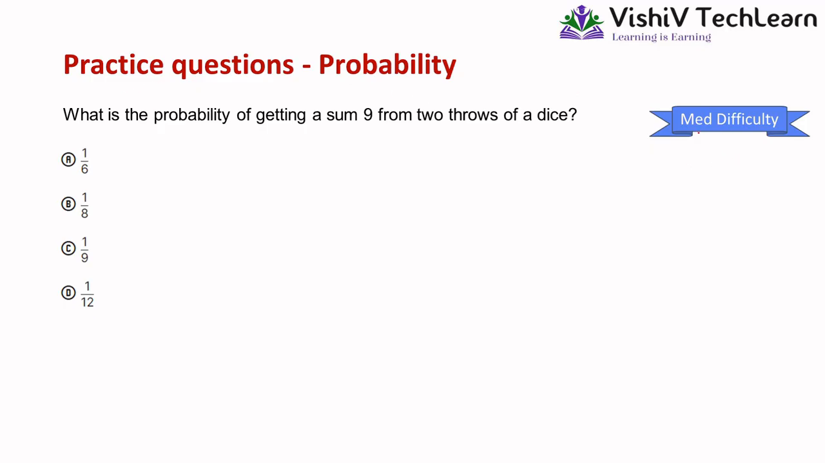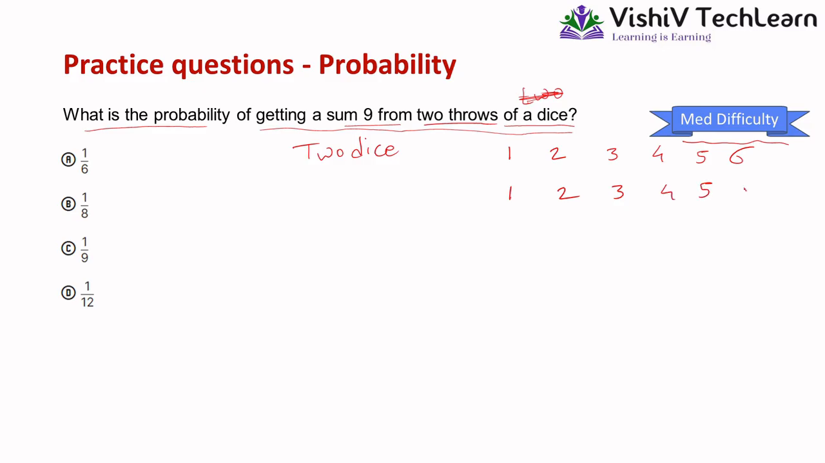Now in this next question we have medium difficulty level question. What is the probability of getting a sum 9 from throws of a 2 dice? Here the word 2 is missing. Let me write it. What is the probability of getting a sum of 9 from 2 throws of a dice. So basically we have 2 dice. So one dice will have outcomes like 1, 2, 3, 4, 5 or 6. And second dice also can have outcomes like 1 or 2 or 3, 4, 5 or 6.